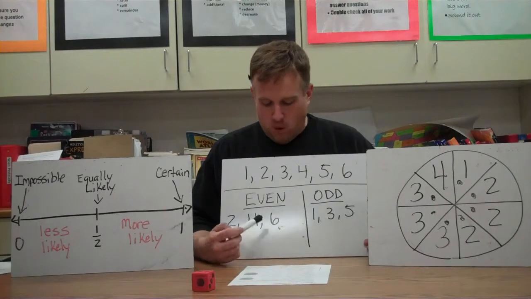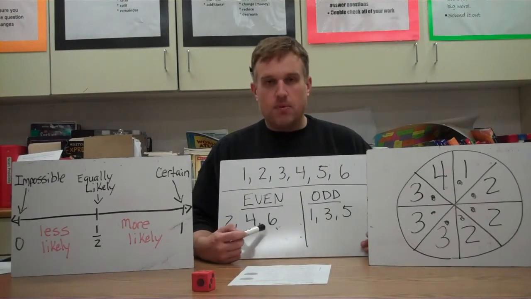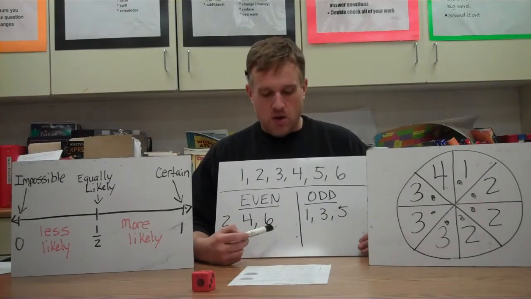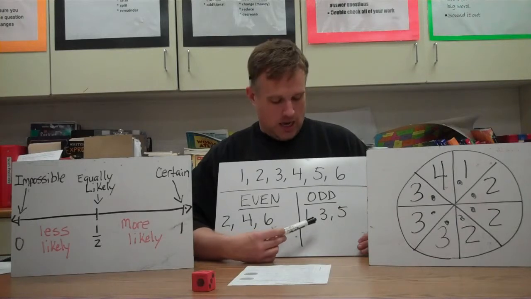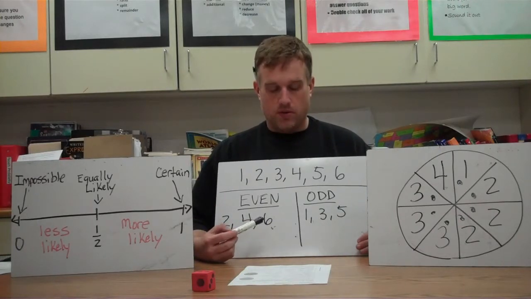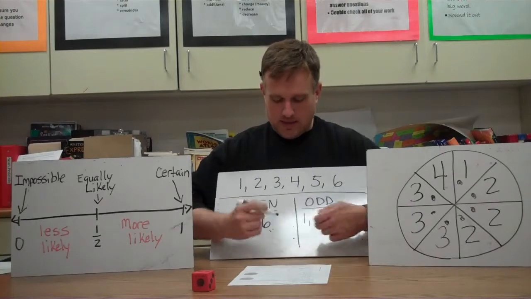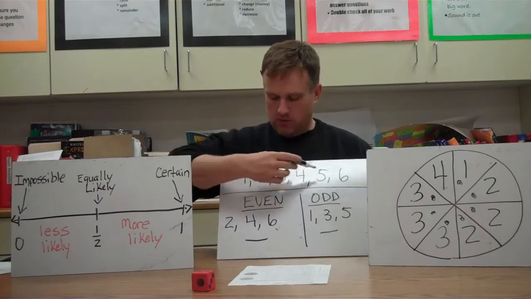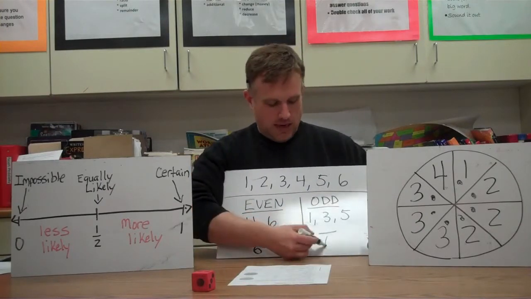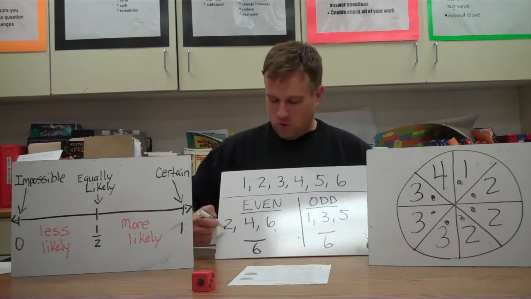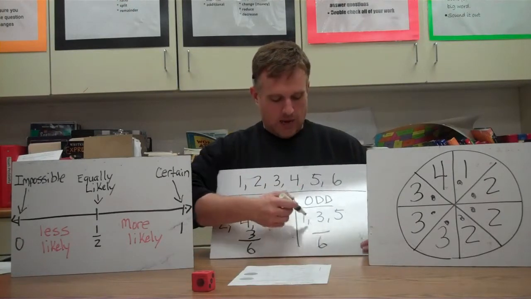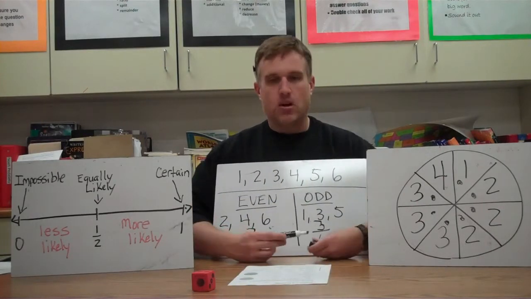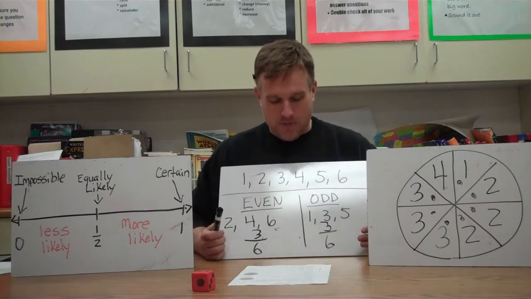Alright? So is it a more likely chance that I'll land on an odd number than an even number? Is it equally likely I'll land on an odd number than an even number? Or is it less likely that I'll land on an odd number than an even number? Okay? So again, if we wanted to set this up as a fraction, we already know there's 6 possible numbers to land on. How many even numbers? 1, 2, 3. How many odd numbers? 1, 2, 3. So I have 3/6 here and 3/6 here. So is that more likely, equally likely, or less likely?